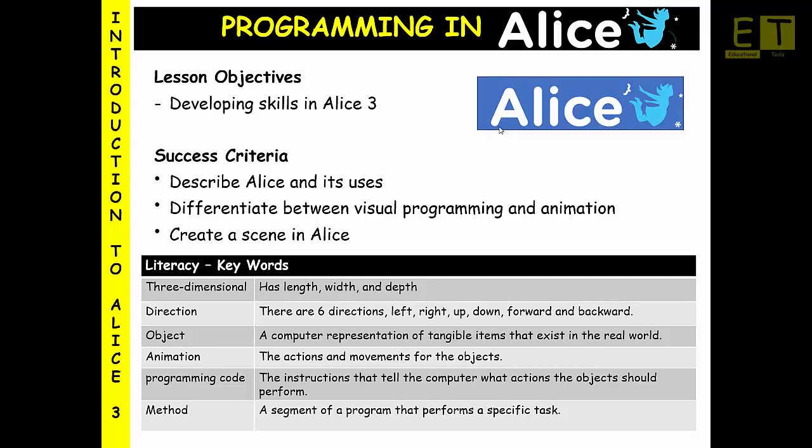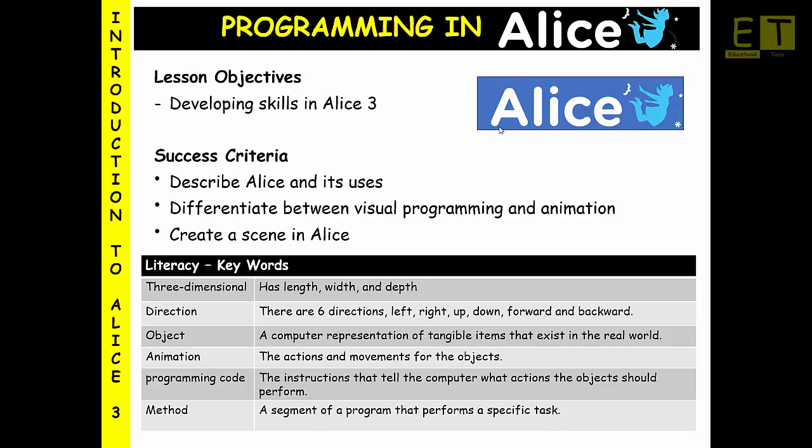The literacy keywords associated with this session are three-dimensional, which is something that has length, width, and depth. Direction, and there are 6 directions: left, right, up, down, forward, and backwards. Object. An object is a computer representation of a tangible item that exists in the real world.